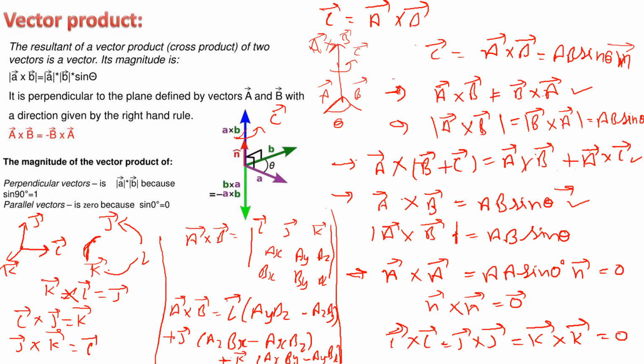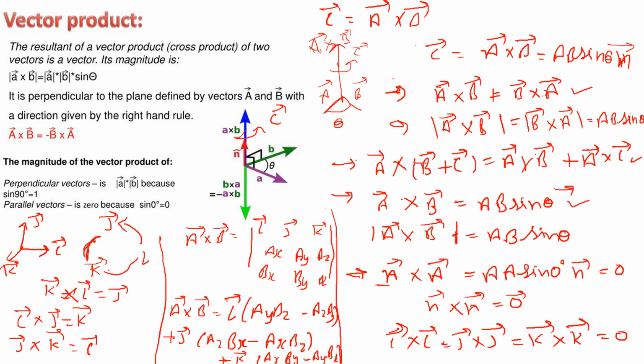So next property is the vector product of two vectors will be maximum when theta is equal to 90 degrees, and the vector product of two vectors is minimum when theta is equal to 0 degrees. The minimum value is 0. The self product of two vectors also vanishes. We see here A vector cross A vector is equal to 0.